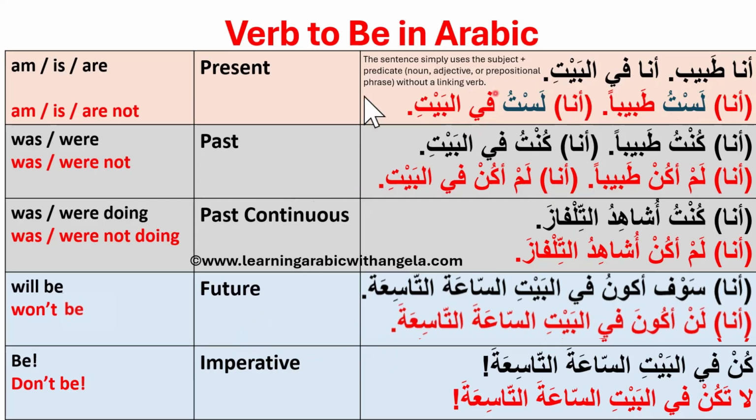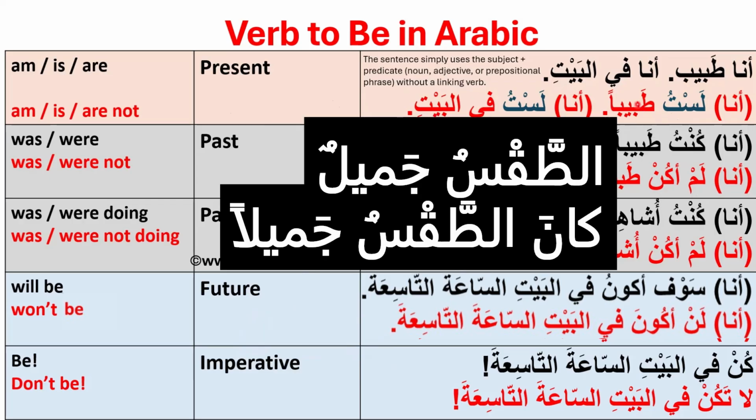Also, another example in the present tense is, for example, if you're saying the weather is nice, الطقس جميل. In the past, we're going to add كان to set the sentence to the past, a nominal sentence to the past. So we can say كان الطقس جميلا. The weather was nice.